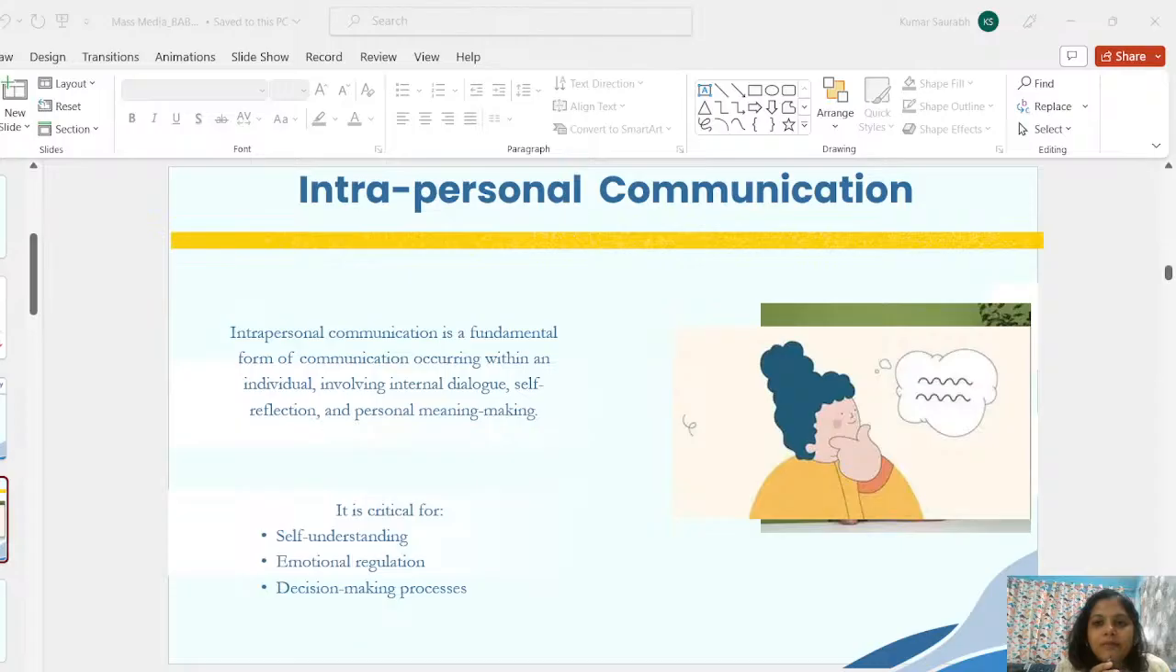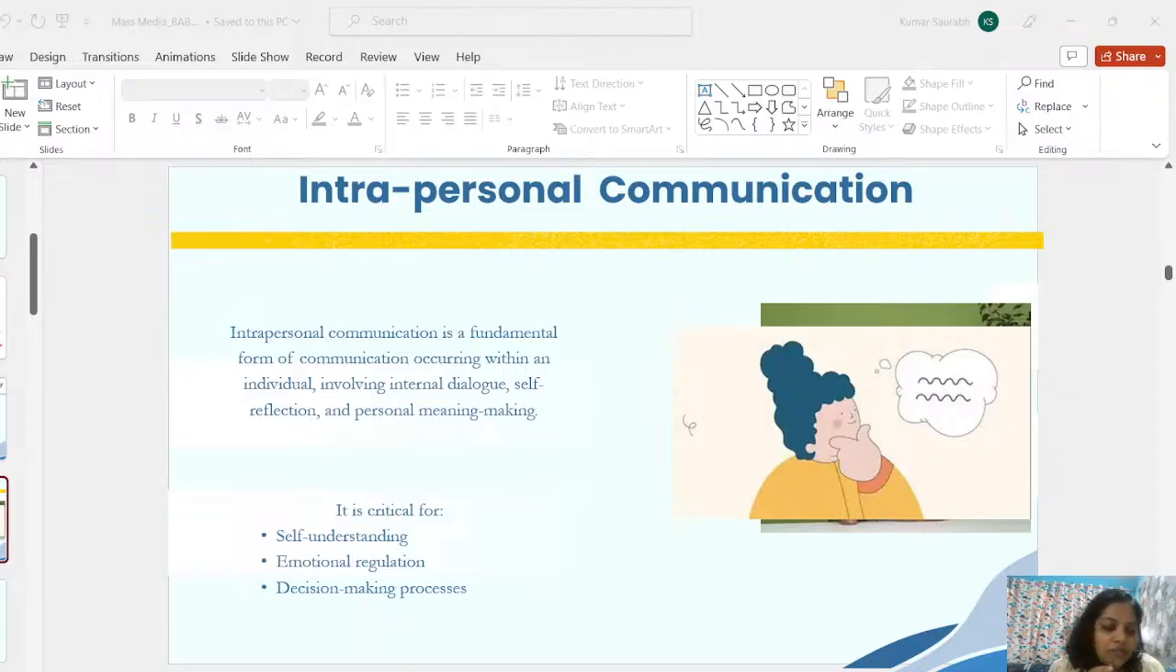Intrapersonal communication, as you can see in the picture, is when a person is communicating with oneself, which involves some kind of internal dialogue, self-reflection, and personal meaning making. You must be thinking, what is this kind of communication? I never go through intrapersonal communication. But every day we are doing it. The moment we wake up, the moment we are going to school or the office, or we are stuck in traffic, or meditating, praying, doing yoga, sitting idle, roaming around in a garden, everywhere we are doing intrapersonal communication in some way or the other.